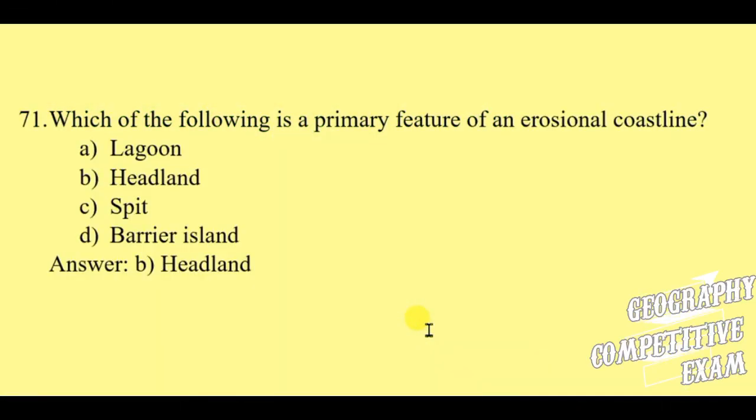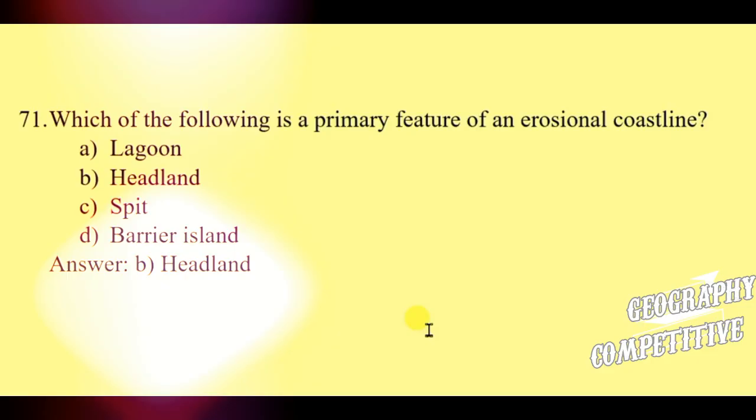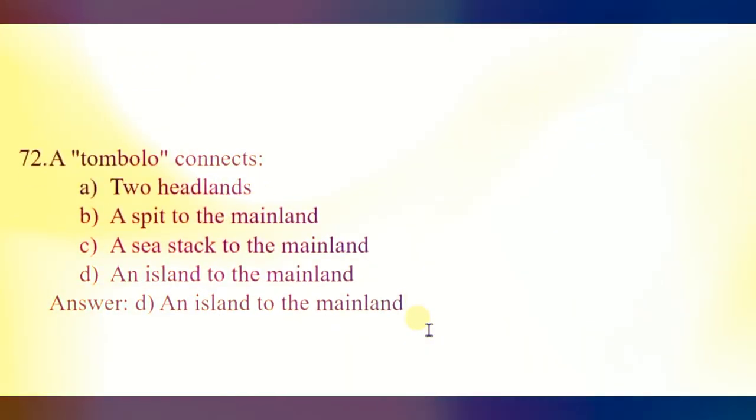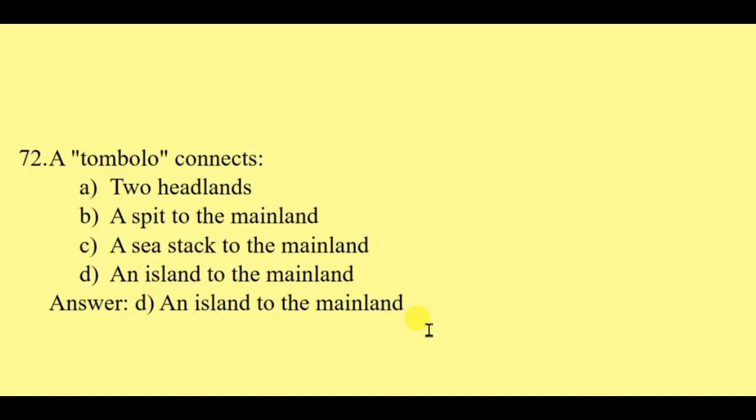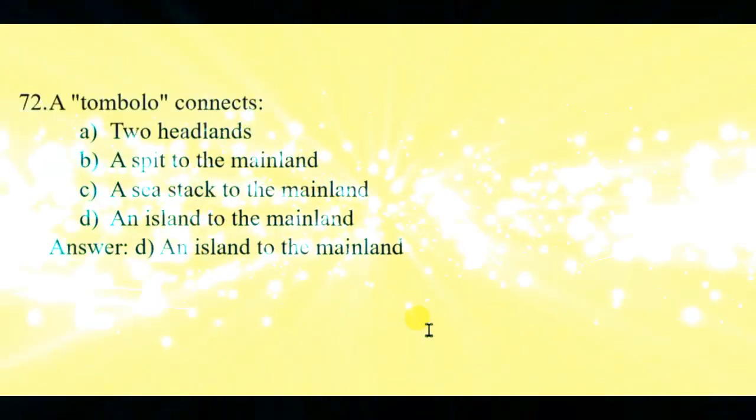Here the correct answer will be headland. Other three options are depositional landform of coastal area. Question 72. A tombolo connects two headlands, a spit to the mainland, a sea stack to the mainland, an island to the mainland. Here the correct answer will be an island to the mainland is called as tombolo.